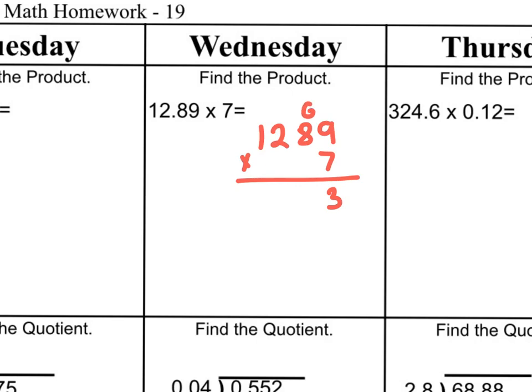And then if you add 6 to it, you get 62. 7 times 2 is 14. Add that 6, you get 20. Carry the 2. 7 times 1 is 7, add 2 is 9. At the very end we have 2 numbers behind the decimal. So our final product is 90 and 23 hundredths.